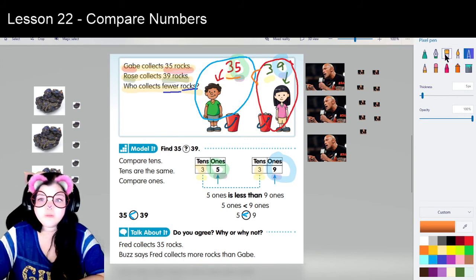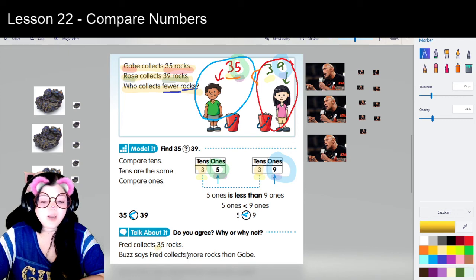You can tell by looking at your tens place. How many tens in 35? Fred has 35. How many tens in 35? 3. Gabe also has 3 tens. Then Fred, in 35, has how many ones? 5. Look at your ones place, 5. And Gabe also has 5 ones.